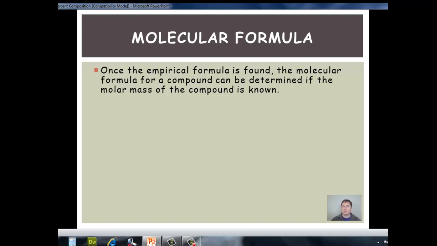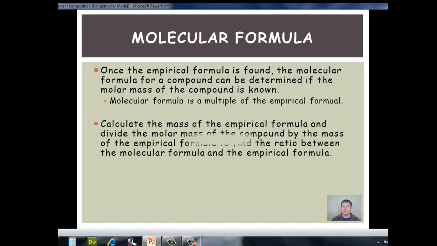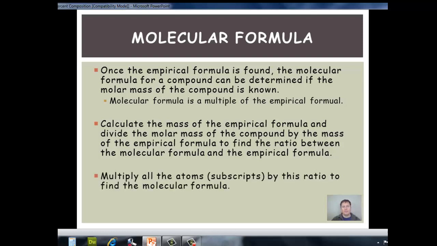So remember, the molecular formula is just a multiple of the empirical. So we're going to multiply the subscripts in the empirical by some value to get our molecular. So we calculate the mass of the empirical formula. We know its formula, but now we need to calculate its atomic weight, and then divide the molar mass of the compound by the molar mass of the empirical formula, and that will give us the ratio that we're going to multiply our subscripts by. Now it's a mouthful, but it's pretty easy. And then finally we multiply all the subscripts of the atoms in the empirical formula by this ratio to get the molecular formula.